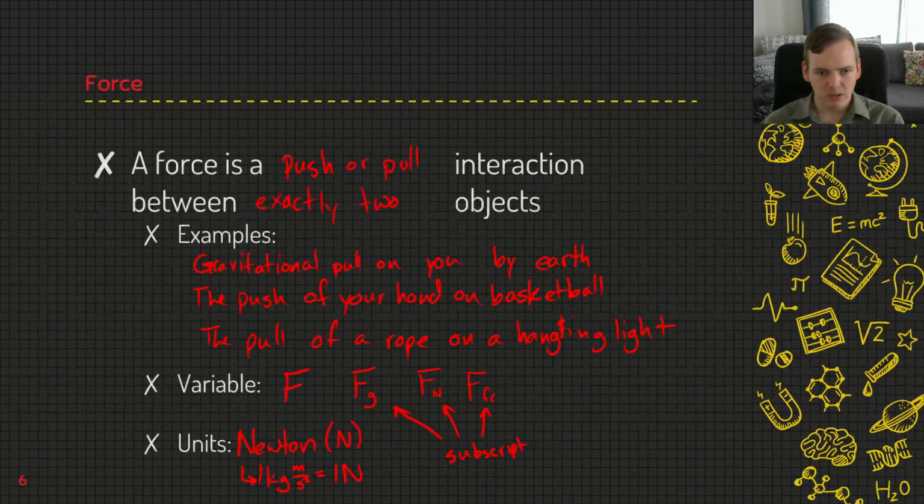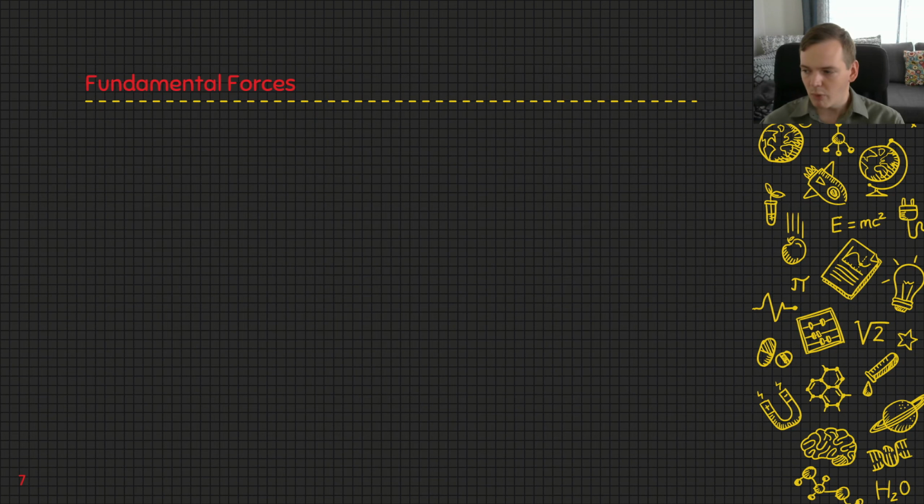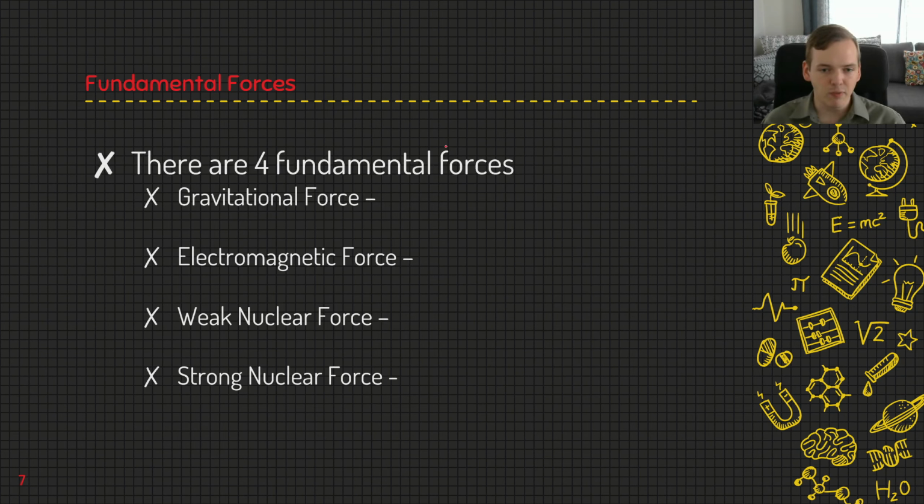When we talk about forces, there's actually 4 fundamental forces in the universe. So everything that happens is because of one of these forces. That's our current model. So the gravitational force is the pull force between objects with mass or energy.